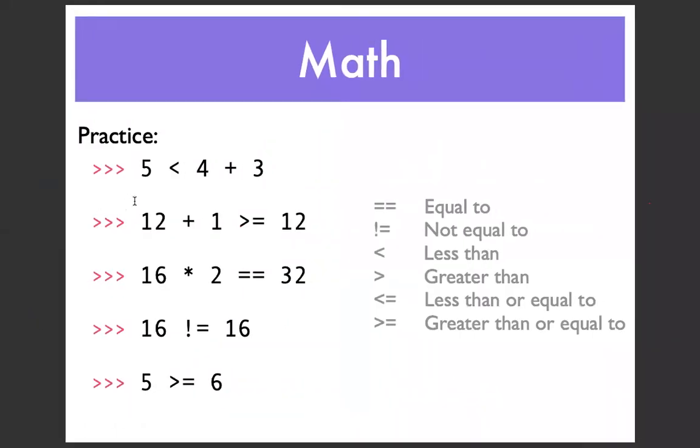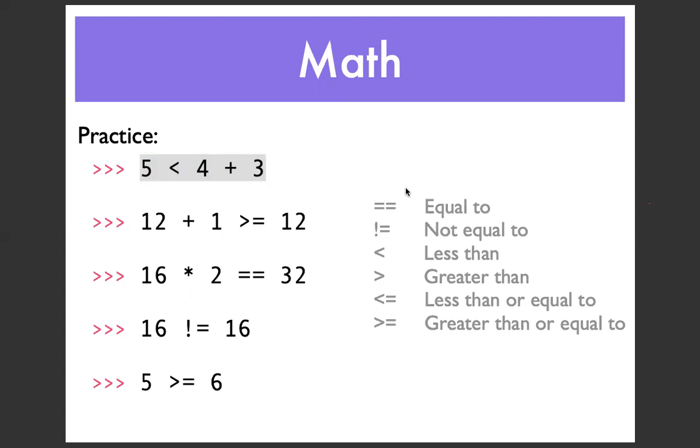Now come to operators. What do you think about this equation? 5 is less than 4 plus 3. Is it true or not? Can you repeat the question, please? My question is 5 is less than 4 plus 3. Is it true? That's false. How are you gonna say it?